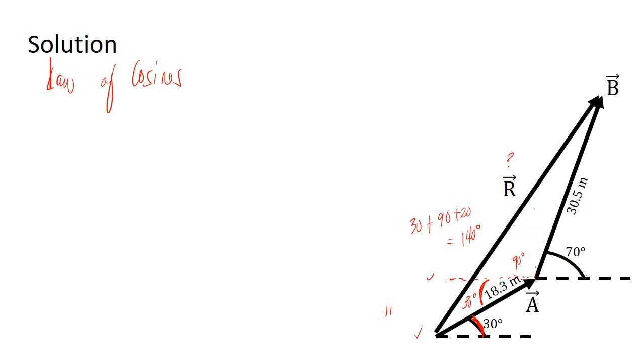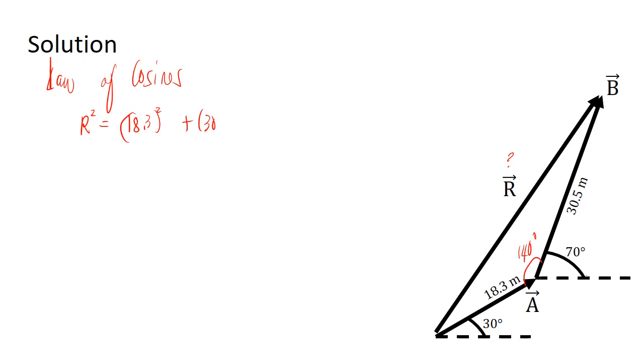So I'll erase it to make it clear. The angle opposite to vector r is 140 degrees. Okay, we already have the length of the two other sides and the angle opposite to the unknown side. Therefore, by law of cosines, we can now determine the magnitude of r.